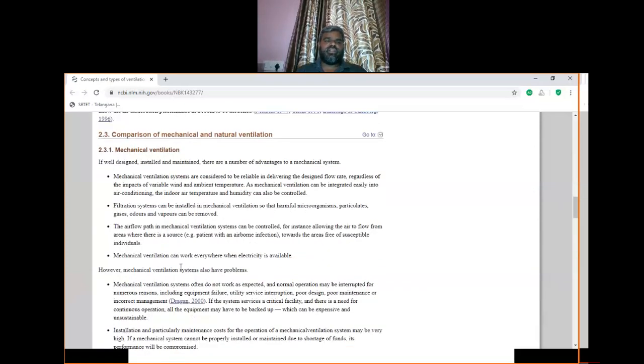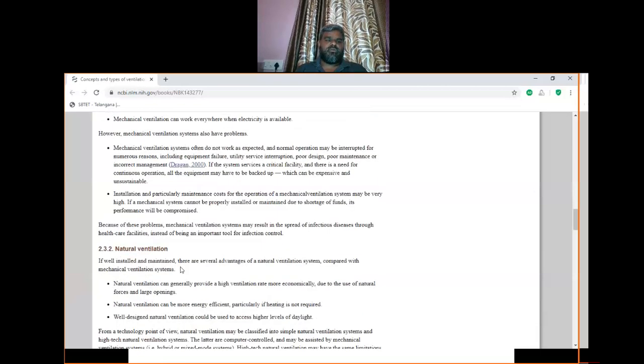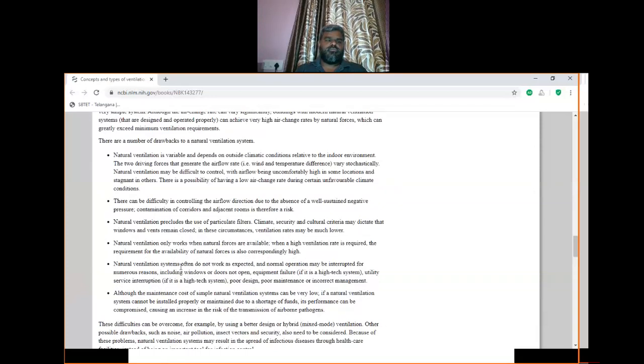Comparison between natural and mechanical ventilation. These are the drawbacks of natural ventilation. Natural ventilation is variable and depends on the outside climate, and it can be difficult to control airflow directions. Natural ventilation precludes the use of particular filters.